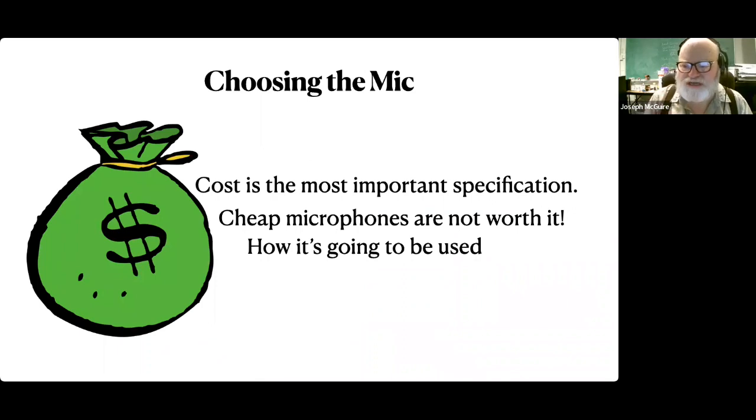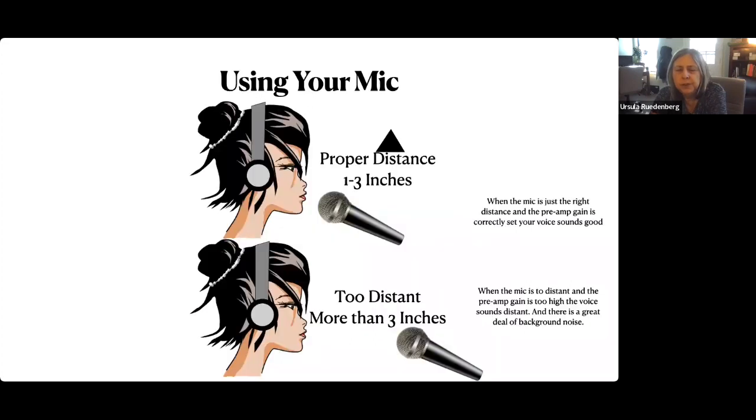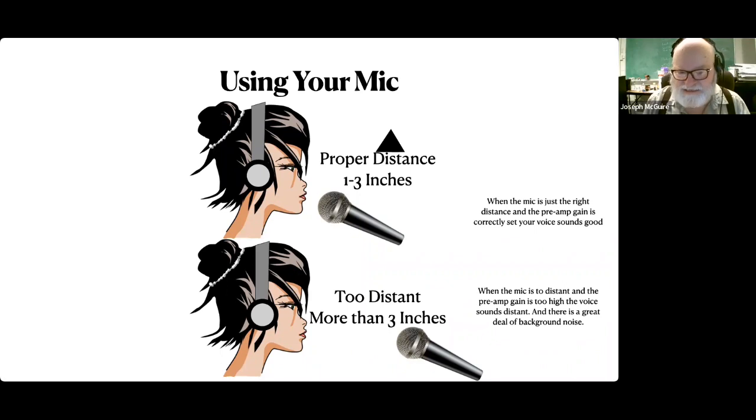Now, choosing a mic. Yes. So for the popping, do you angle the microphone slightly away from the mouth? Yes, to prevent the popping. 45 degrees is perfectly fine. Or with a condenser microphone, you can kind of talk a little bit over it.